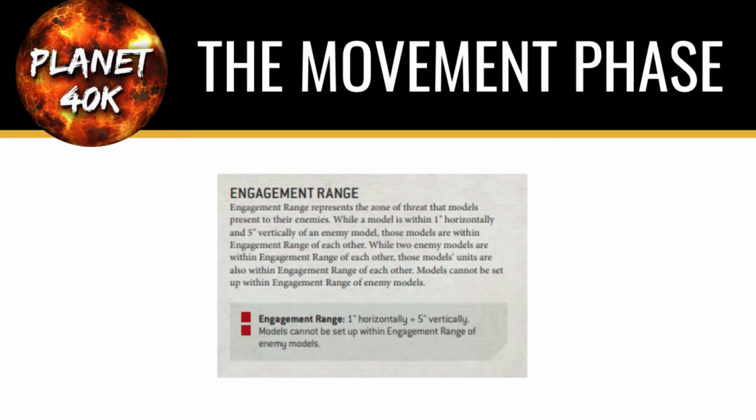Another slight change in the rulebook to the movement phase is the new term engagement range. It's pretty much the same as the 8th edition rule where you're within an inch of an enemy model. That's now considered engagement range, although there's a slight change to it, which is it's not just 1 inch horizontally, it's also 5 inches vertically. Just worth noting though that you cannot enter engagement range of a model in the movement phase unless you've got the fly keyword. However, you cannot end your movement within that engagement range.